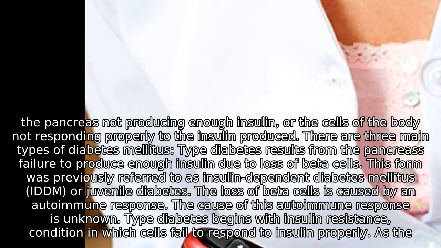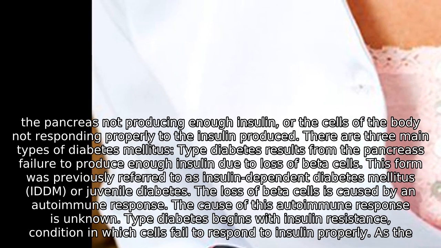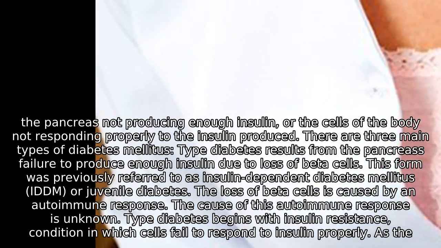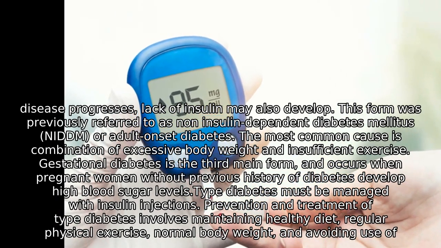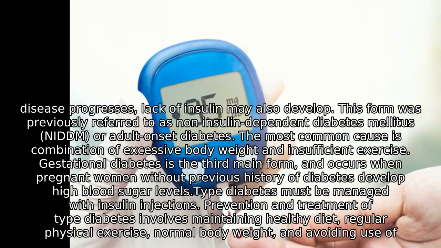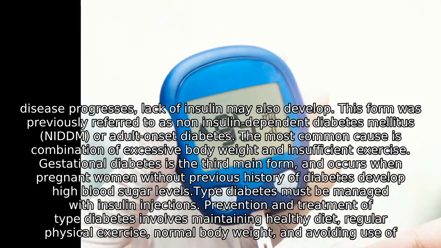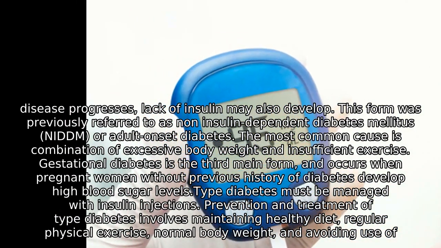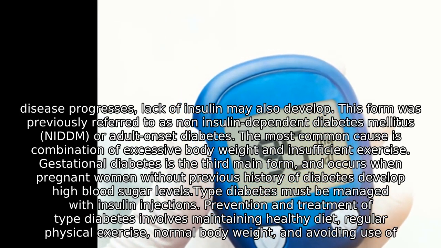Type 2 diabetes begins with insulin resistance, a condition in which cells fail to respond to insulin properly. As the disease progresses, a lack of insulin may also develop. This form was previously referred to as non-insulin dependent diabetes mellitus (NIDDM) or adult-onset diabetes. The most common cause is a combination of excessive body weight and insufficient exercise.